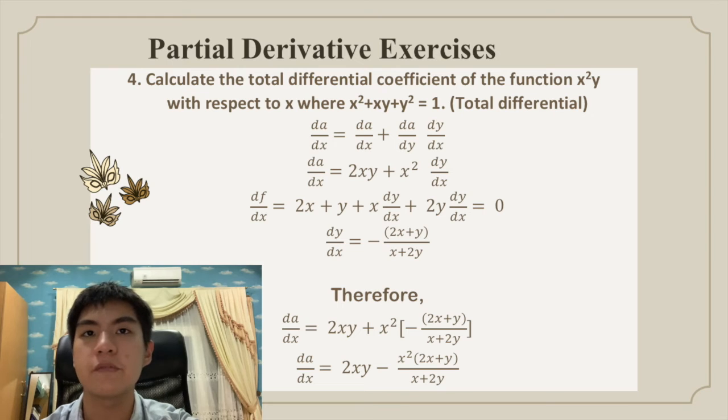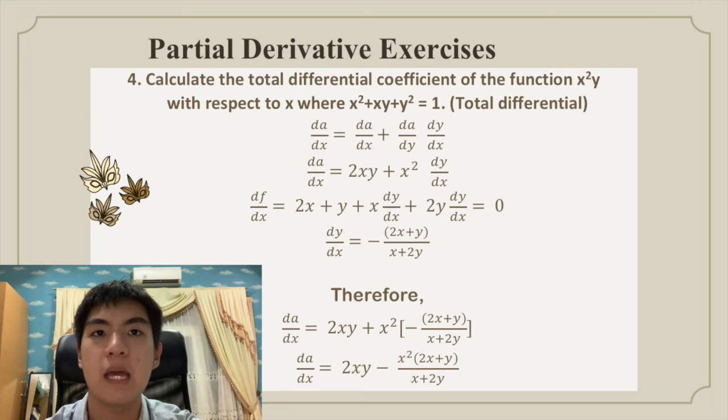Calculate the total differential coefficient of the function x to the power of 2 times y with respect to x, where x to the power of 2 plus x times y plus y to the power of 2 equals 1. First, we let a equal x to the power of 2 times y, where we have to find the total differential coefficient of a with respect to x, which is dA/dx.